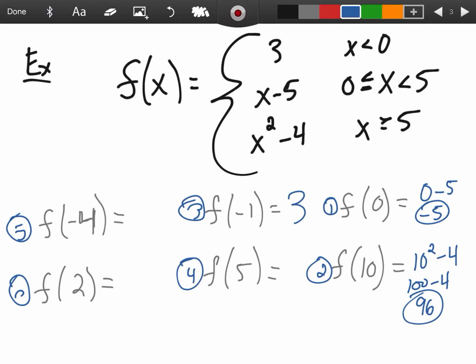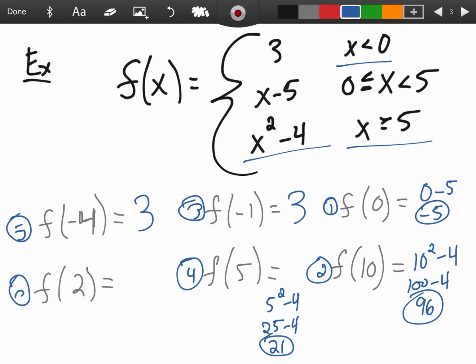All right, f of 5 now. F of 5, well, x value is 5. What interval does it fall on? It falls on x is greater than or equal to 5. So we'll plug it into x squared minus 4. 5 squared minus 4, that's 25 minus 4, which is 21. All right, 21. Now we'll do f of -4. -4 falls on the interval of x being less than 0, so I'll just plug it into the corresponding equation. Well, that equation, there's no spot for me to plug in the x. It's just equal to 3.